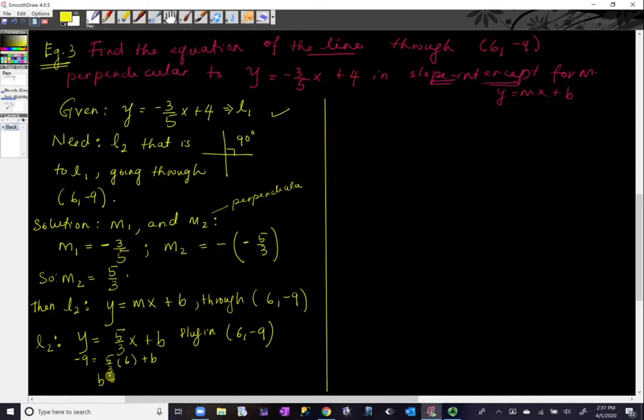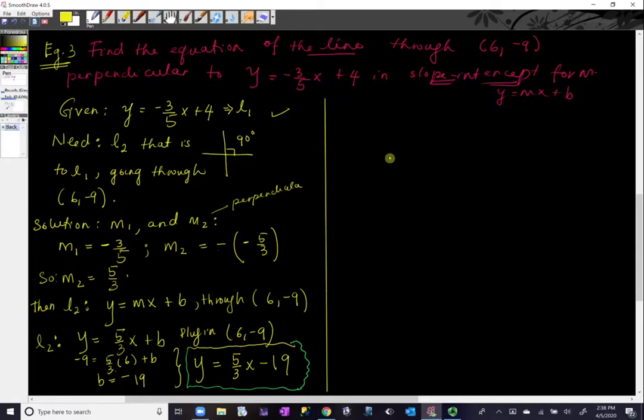what happens here? This is 10, so b is -19. That's a big number. So my equation is y equals 5/3x minus 19. If you notice, remember, you only want to solve for m and b, and you leave your x alone after you do all the plugging in. And this is how you find a line that's perpendicular.